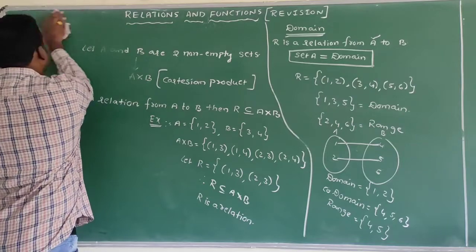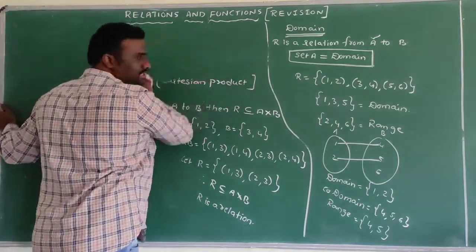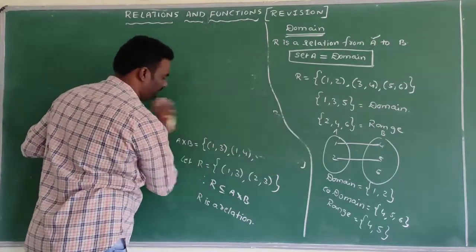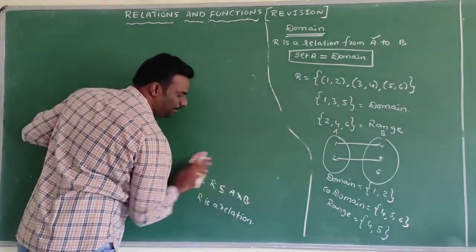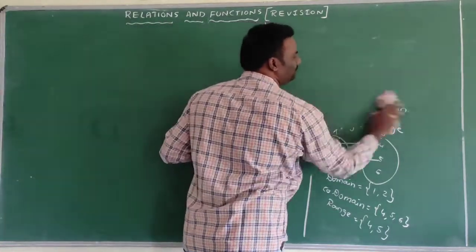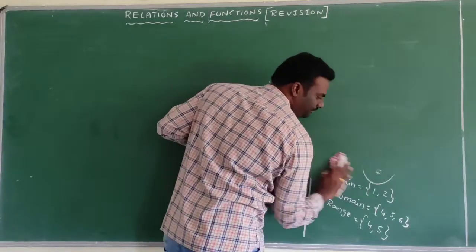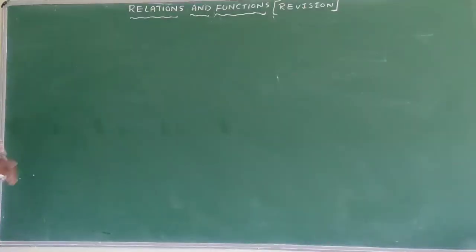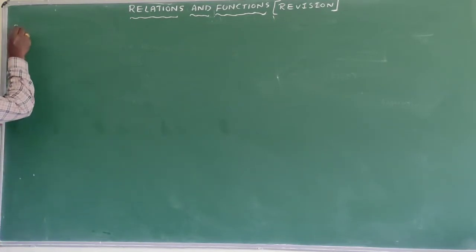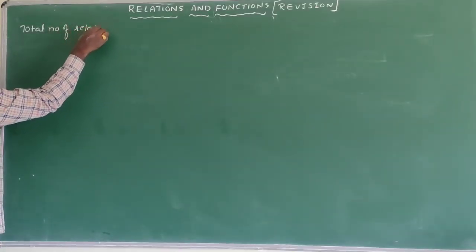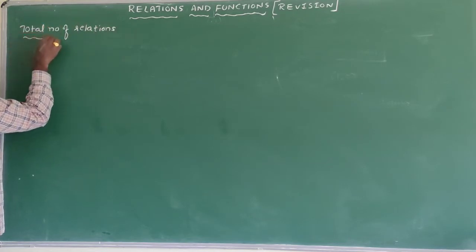Next, we will discuss how many types of relations there are and how to find the number of relations from set A to set B. Next, how to find the total number of relations.